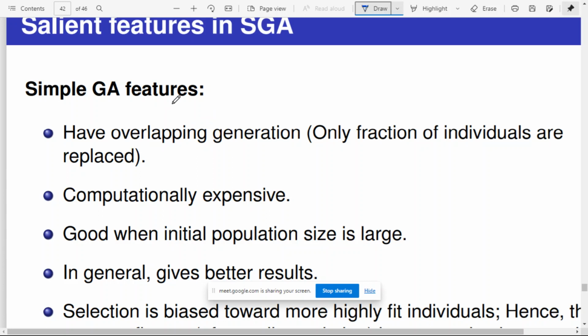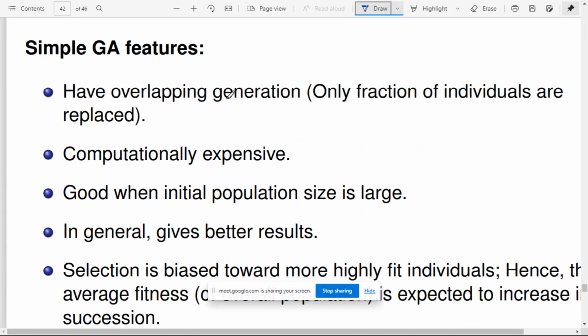These are the features of the simple genetic algorithm. It may have overlapping generations. Only fractions of individuals are replaced. That is, whenever you create a new set of offsprings, the new set of offsprings will only replace part of the previous generation. It won't replace the whole generation.